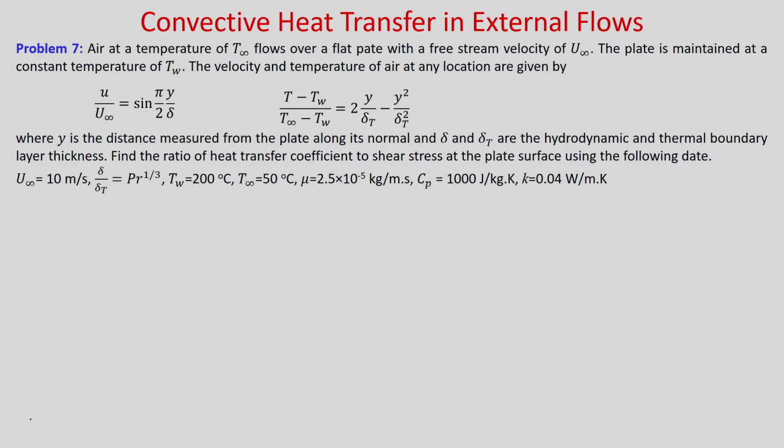Air at a temperature of T infinity flows over a flat plate with a stream velocity of u infinity. The plate is maintained at a constant temperature of T w. The velocity and temperature of air at any location are given by u by u infinity, and T minus T w divided by T infinity minus T w, where y is the distance measured from the plate along its normal, and delta and delta T are the hydrodynamic and thermal boundary layer thickness. Find the ratio of heat transfer coefficient to shear stress at the plate surface using the following data.